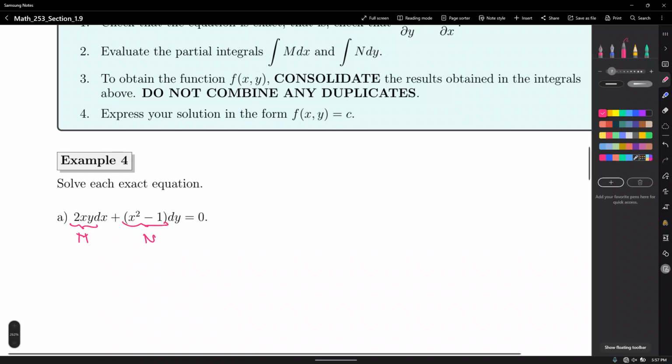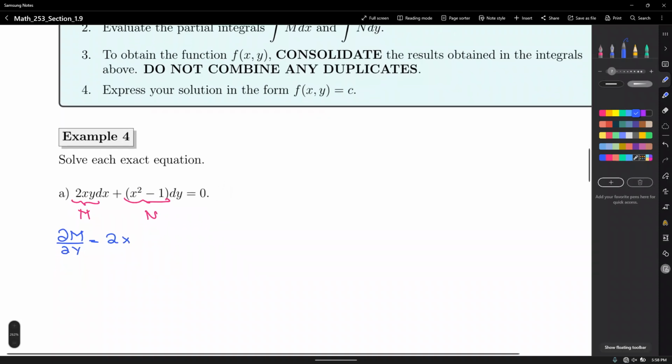Number one, let's check whether this is an exact equation. Find the partial of M with respect to y, which equals the derivative of 2xy. The derivative of y is 1, times 2x, which equals 2x. And what else? The partial of N with respect to x: we go to N and differentiate with respect to x. What do we get? 2x. What does that mean? These two match.